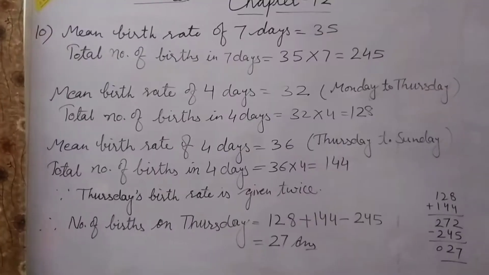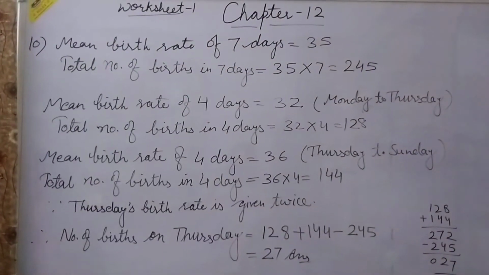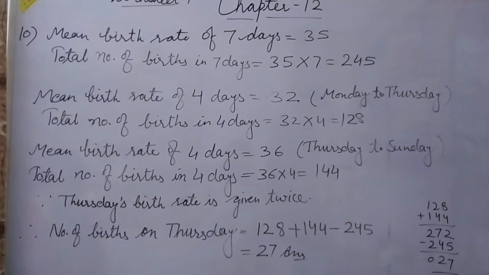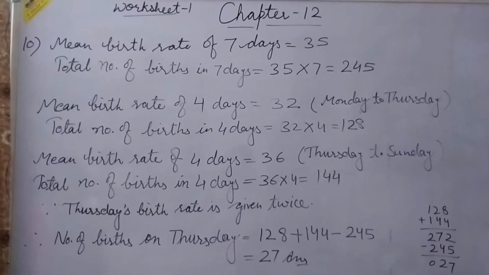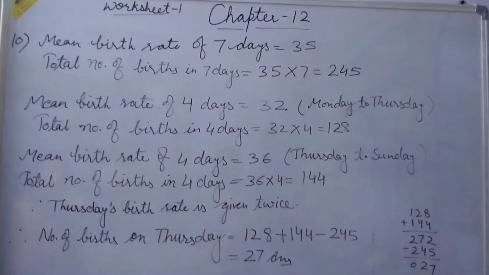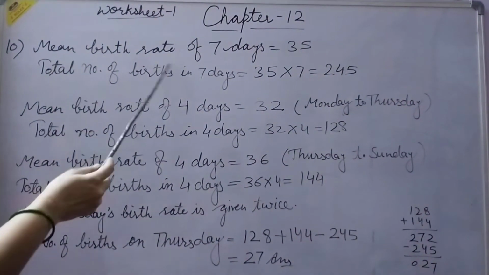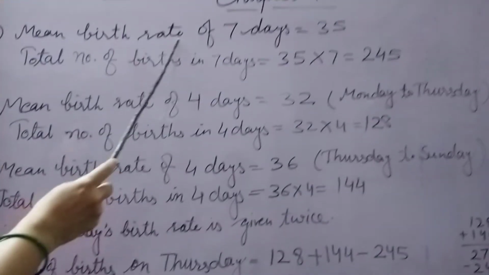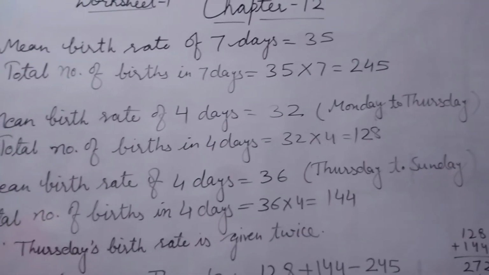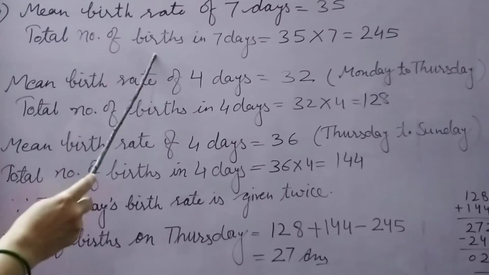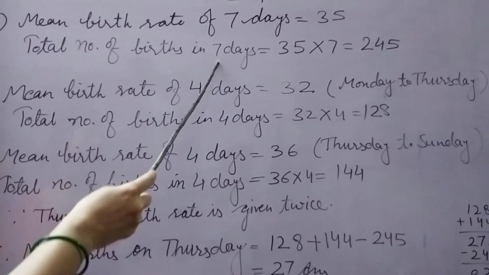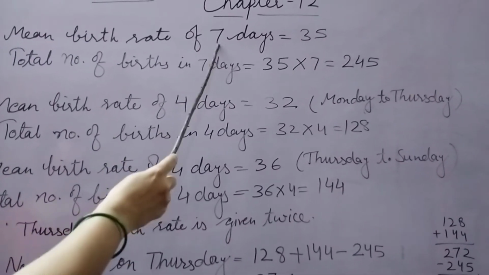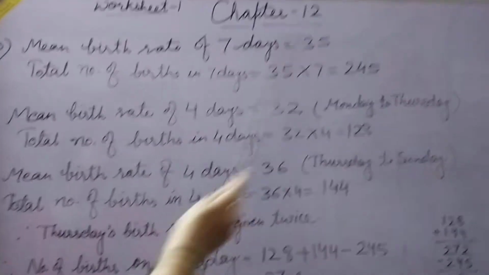Now question number 10: in a certain hospital the mean birth rate of a week was 35. Mean birth rate of a week means 7 days is equal to 35. Mean birth rate of 7 days is given 35. We can find total number of births in 7 days. We will multiply these two. We will get this answer.